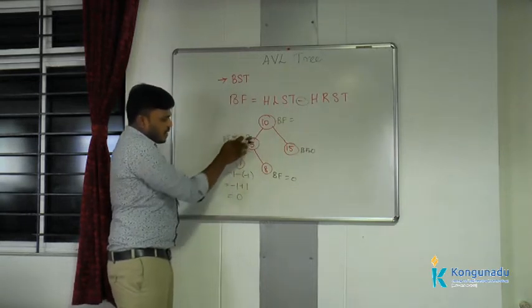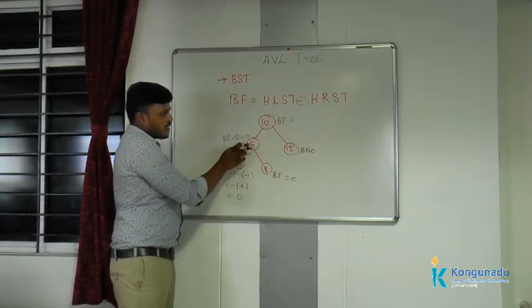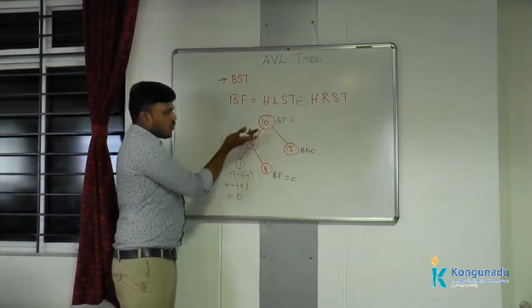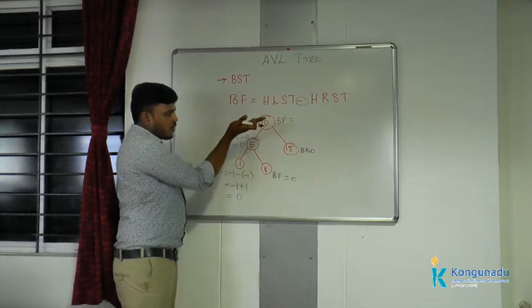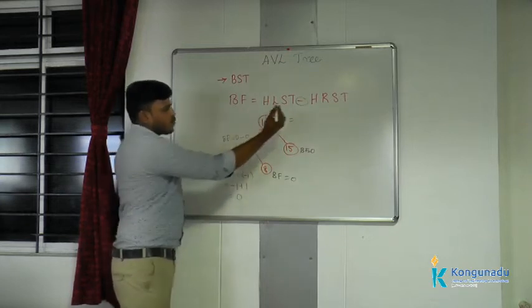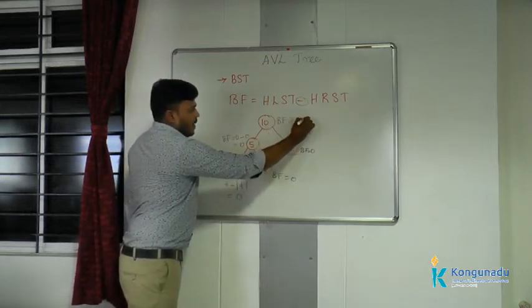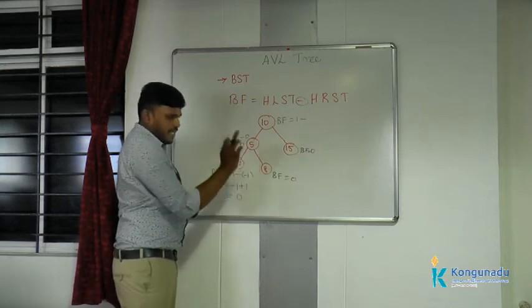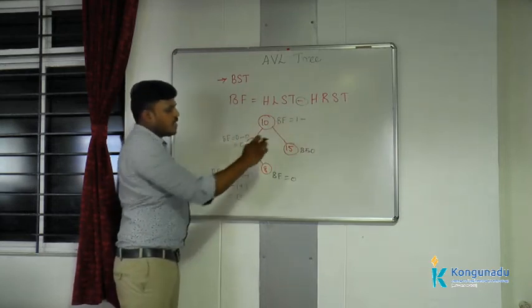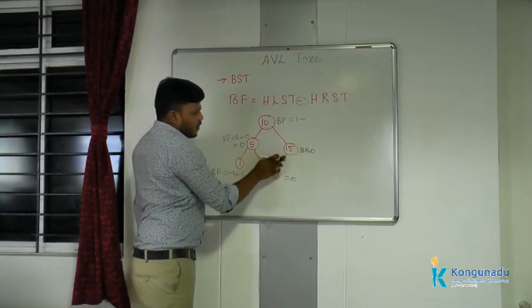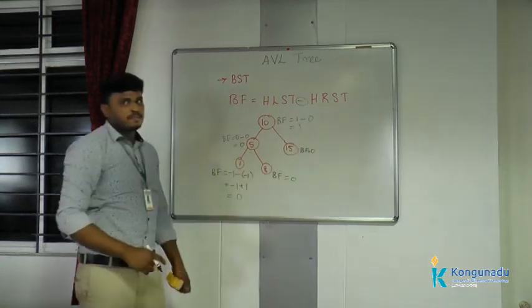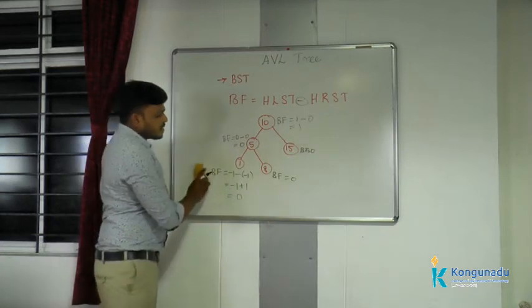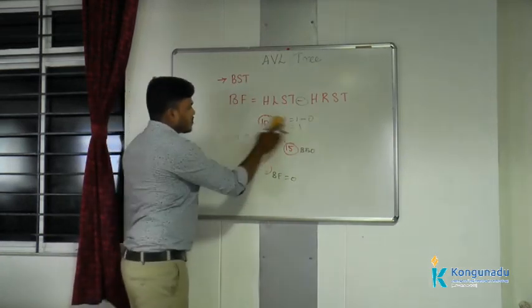For this node, BF is equal to height of left subtree. On this path, this is 0, this is 1, and this is 2. We are calculating BF for this node, so we are not including this. So this is 0 and this is 1. So 1 minus, from this path also we are getting the same value, that's why I took 1. From this node, the height of right subtree is 0. Here this is 1.